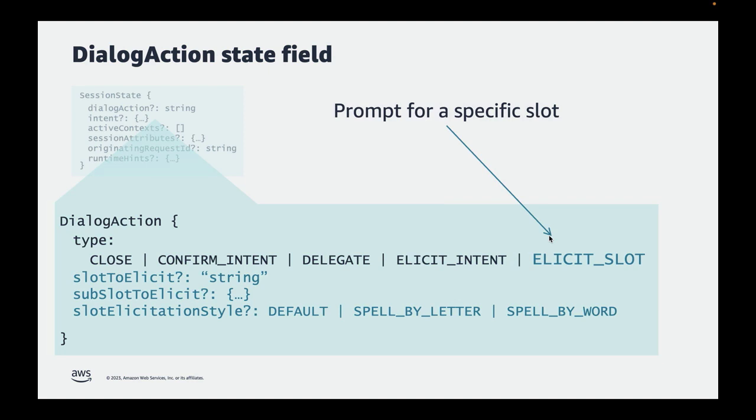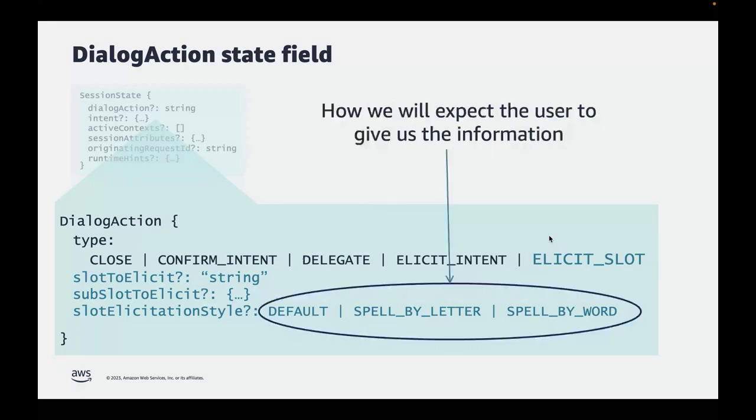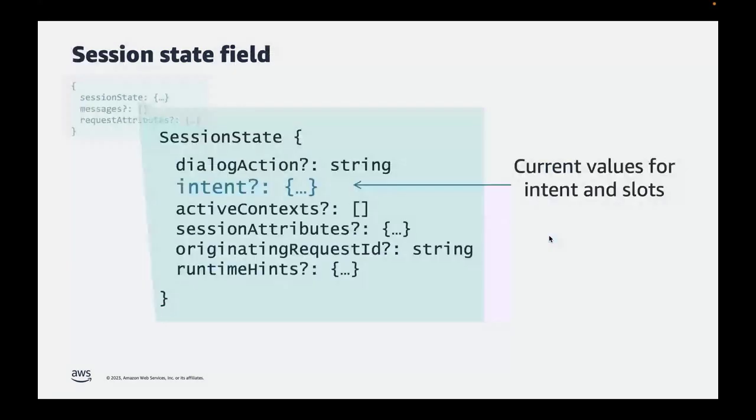And finally, elicit slot. This is where we prompt for a slot value. When we do this type, we supply the slot we want to prompt for, and we also supply how we want to capture that. So you see we've got spelling styles in there as well, which we're going to look at very soon.